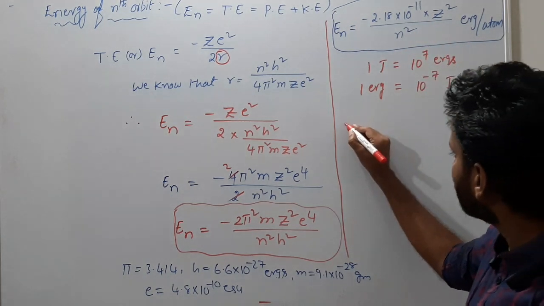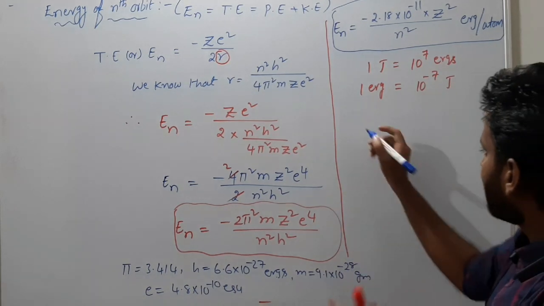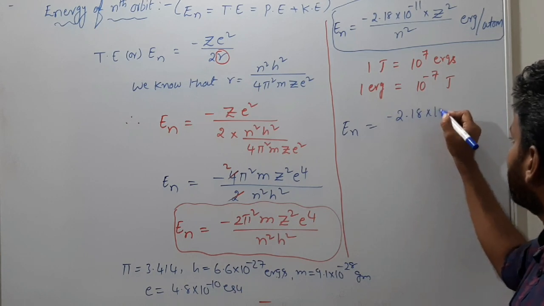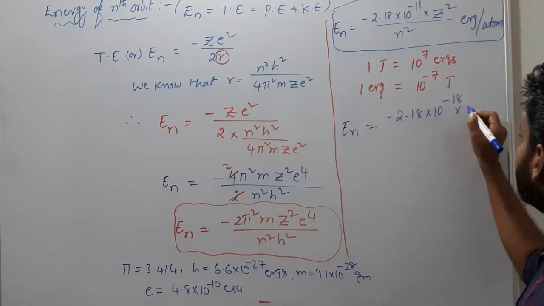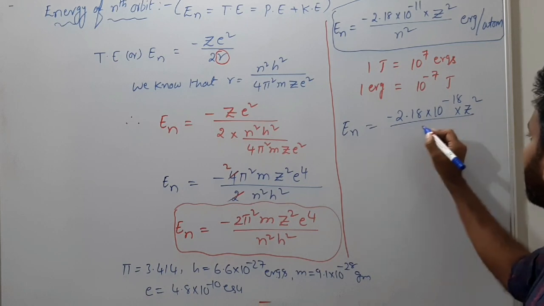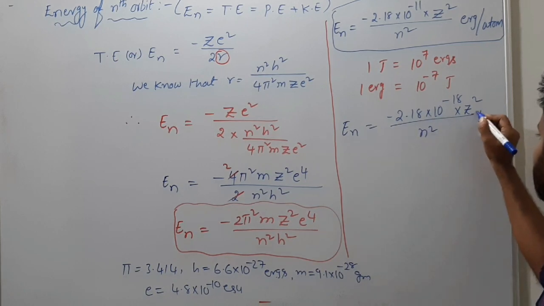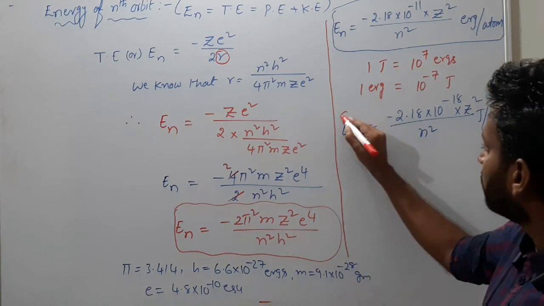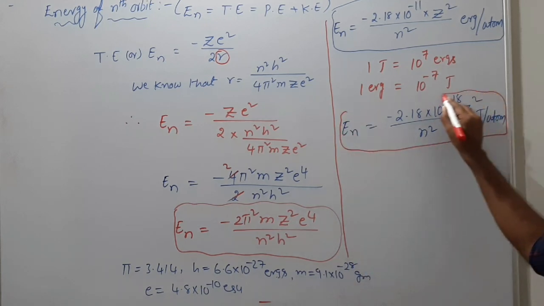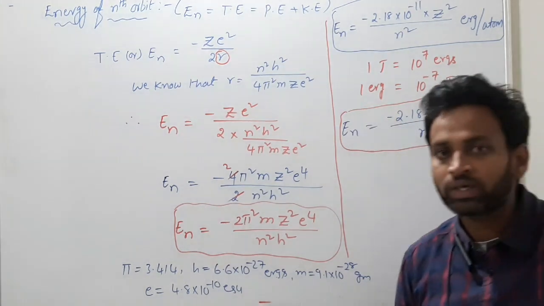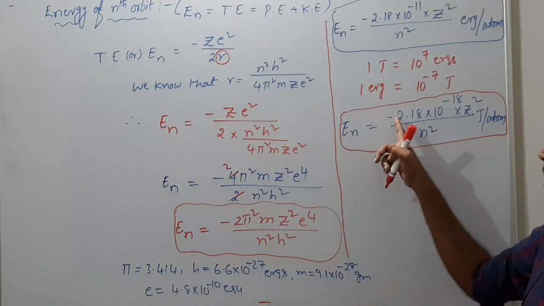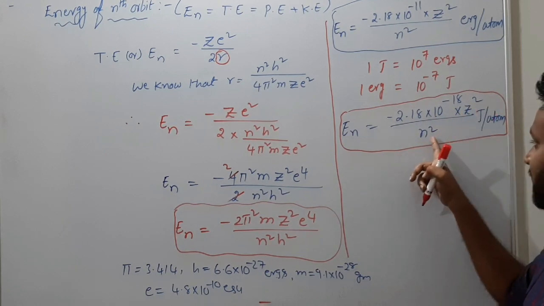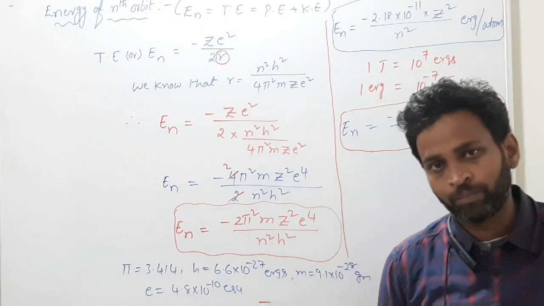So what is the energy of the nth orbit formula therefore? Energy of the nth orbit is minus 2.18 into 10 power minus 18 into z square by n square. This is joule per atom. What is the energy of the nth orbit formula? Minus 2.18 into 10 power minus 18 into z square by n square joule per atom.